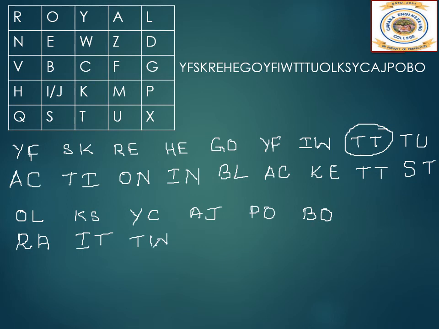A, J. So A and J. Different rows, different column. A is O, J is M. P, O. Different rows, different columns. P is I and O is L. B, O. So it's in a reverse manner again. So for B, I have to replace with E, and O is replaced with the S.